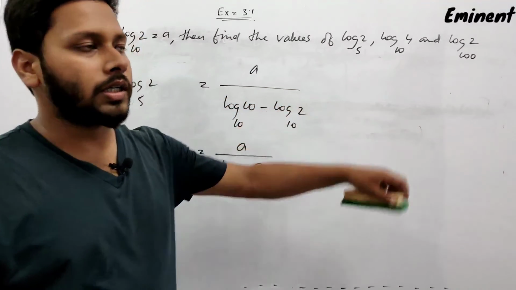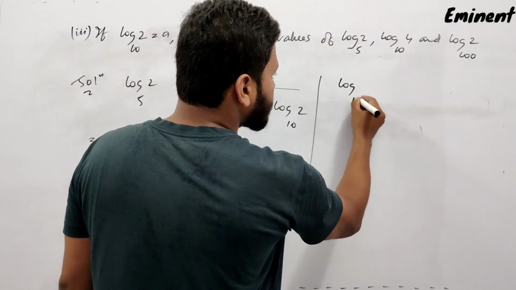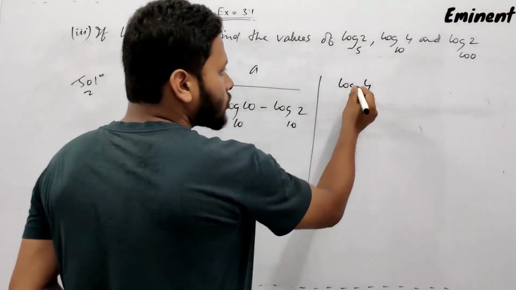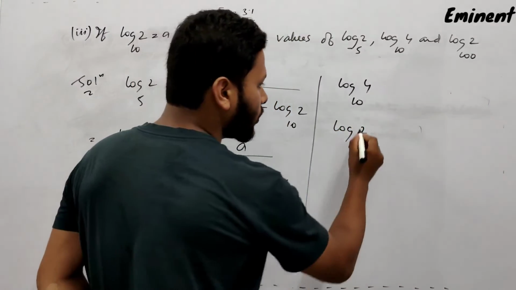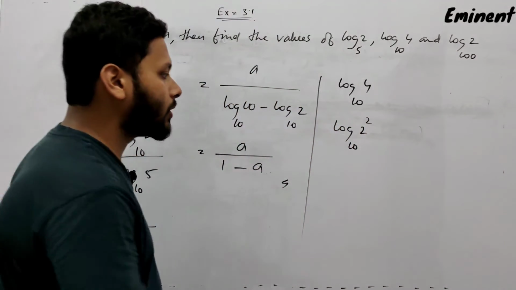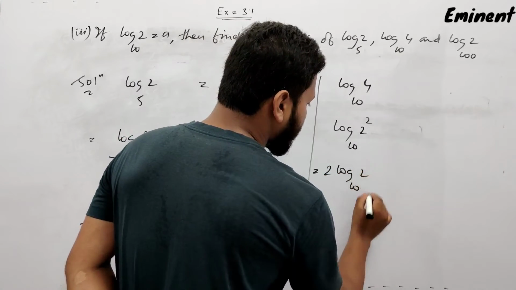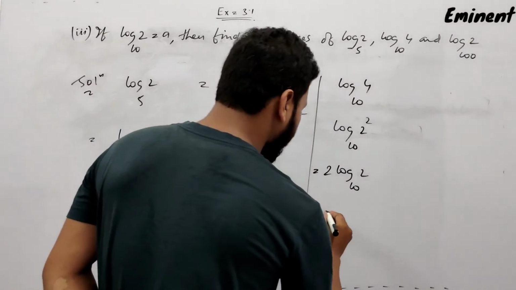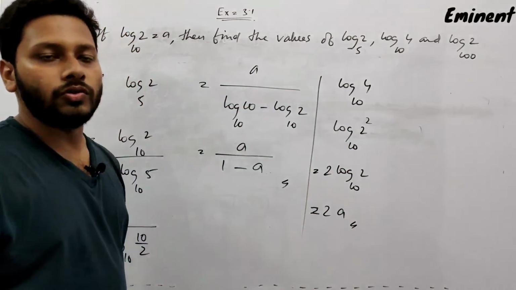Now we have to move to the next part. Log base 10 of 4. We have to find the value of this one. So how can we find it here? Here also we can write it like this: log base 10, and in terms of 4 we can write it as 2 to the power 2. And this 2 we can bring in front of log by applying the power law of logarithm. The value of log base 10 of 2 is already given in our question, it is a. So we can write it directly as twice a. That is the answer of this one.